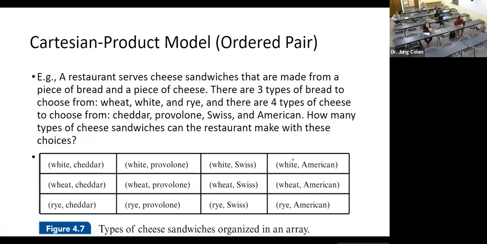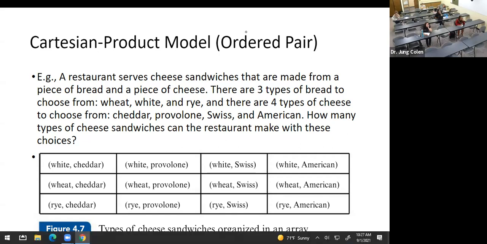We can make a chart like this, or you can use a tree diagram. So when we are looking at this chart, we can see, what if I have only white bread? I have 4 different choices for the cheese: cheddar, provolone, Swiss, American. So you can read this easily, right? If I have wheat bread, I can still have cheddar, provolone, Swiss, American. These are all different from the first row. If I have rye bread, I can still have cheddar, provolone, Swiss, American. None of these are overlapping because we did it systematically. So this is one way. Or you can use a tree diagram.